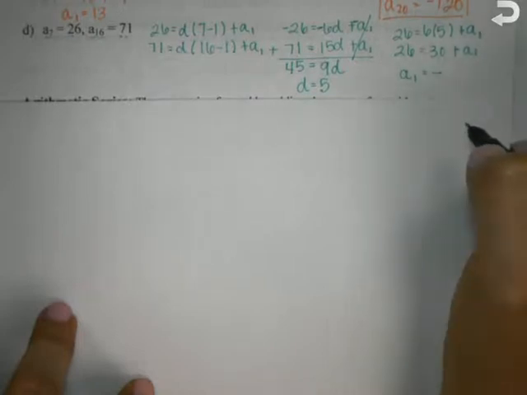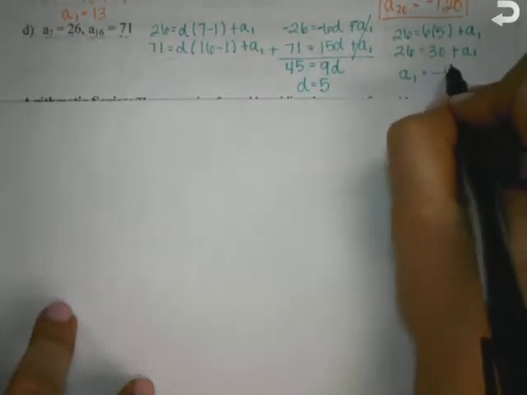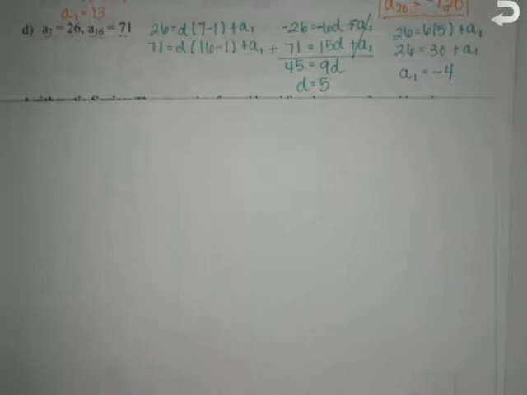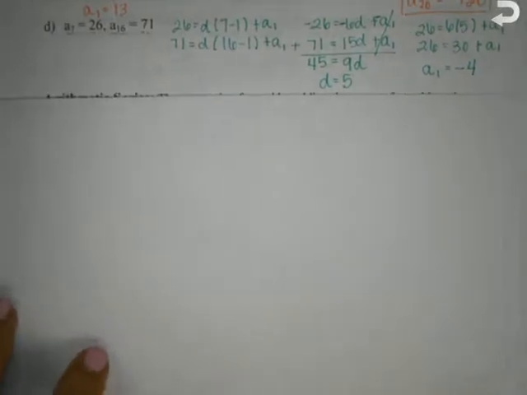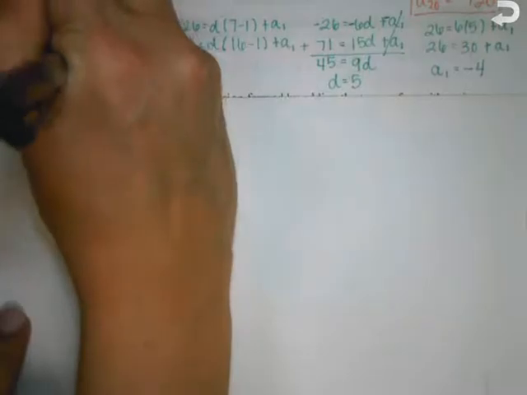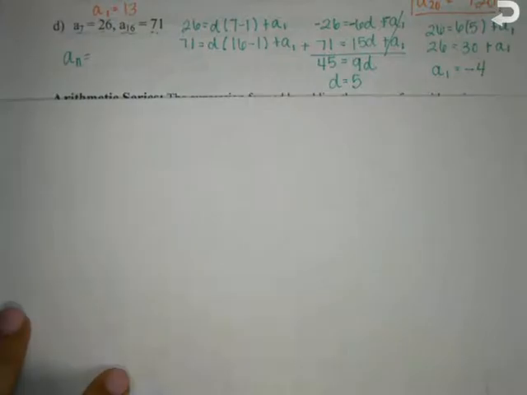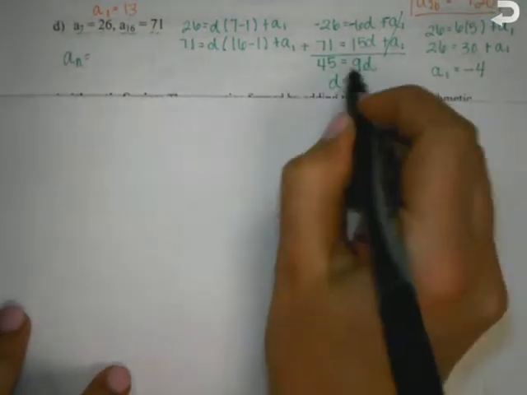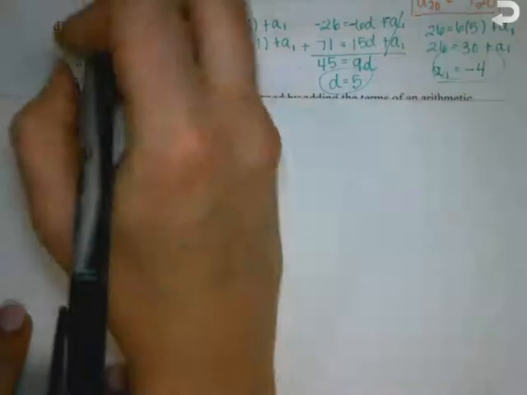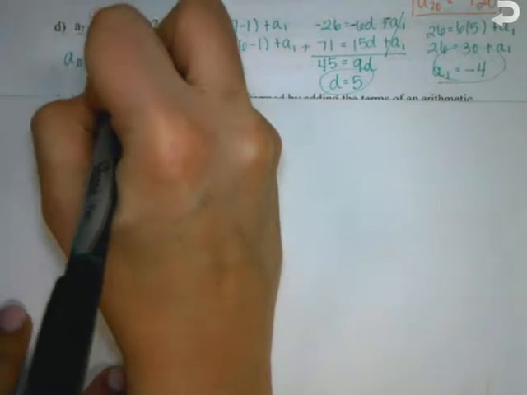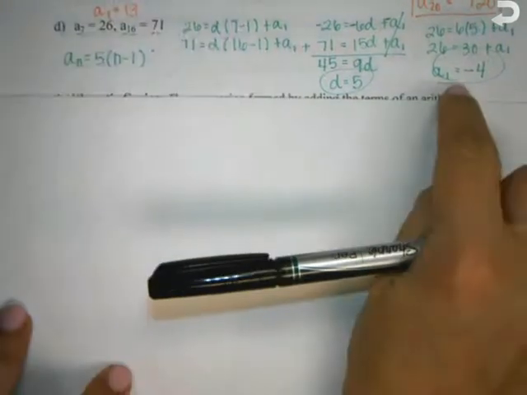Okay, so what is the rule here? A sub n equals D. What's D? 5 times n minus 1 plus a sub 1, which is negative 4, so minus 4.